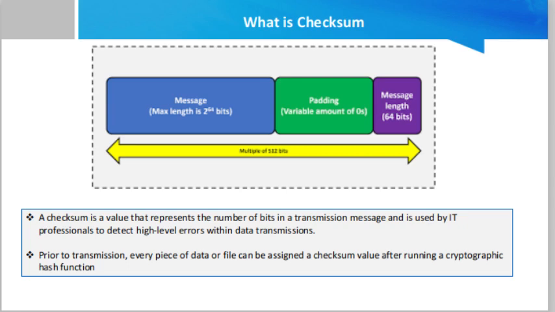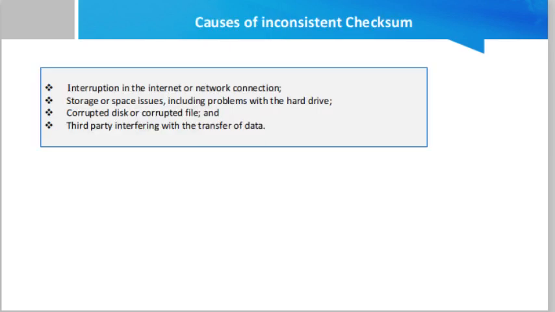Then the causes of inconsistent checksum. What are those causes basically, friend? While checksum values that don't match can signal something went wrong during transmission, a few factors can cause this to happen, such as an interruption in the internet or network connection, storage or space issues including problems with the hard drive, corrupted disk or corrupted file, or a third party interfering with the transfer of data.